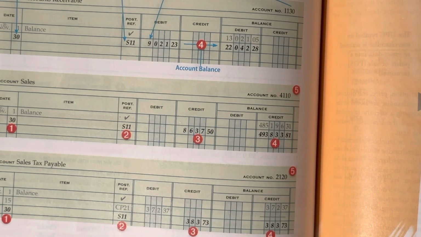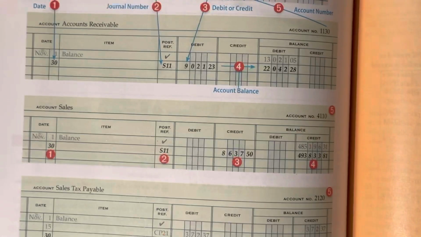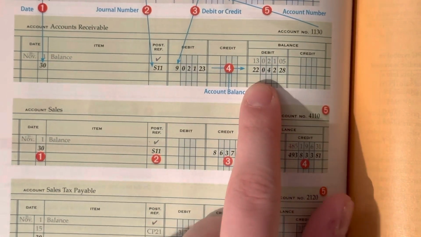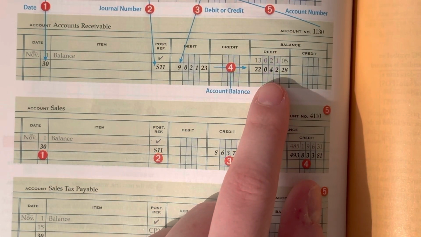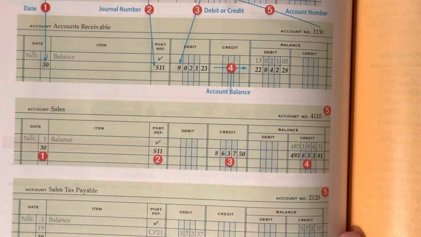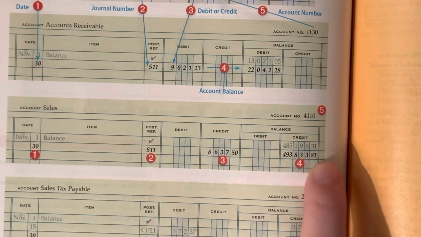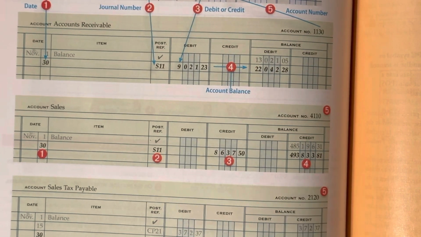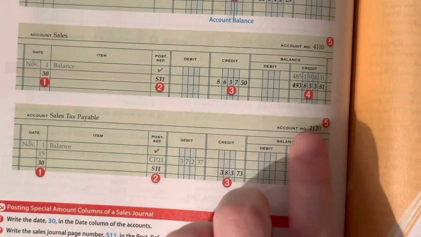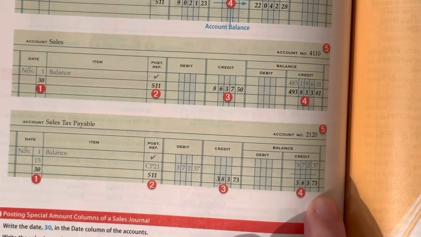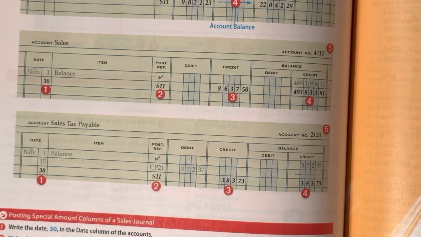These show in the general ledger how much is in each account. So if we look at the accounts receivable, this shows we should receive $22,000. In the sales, this shows we made this many sales. In the sales tax payable, this shows this is a liability, payable, we must pay it, payable. Shows $383 that must be paid.